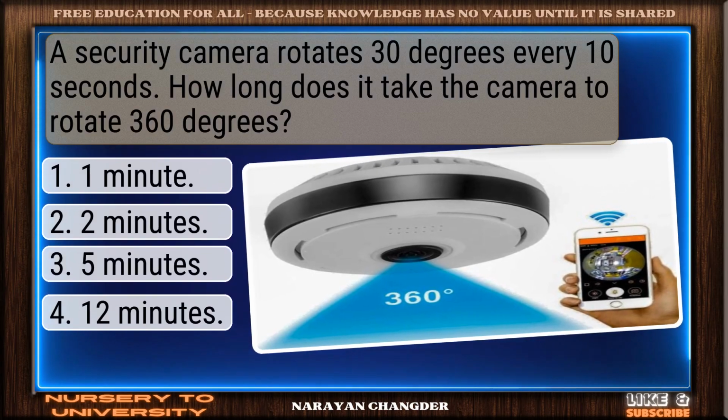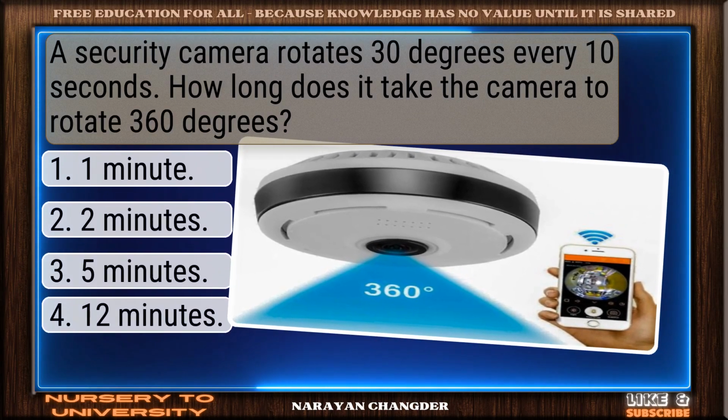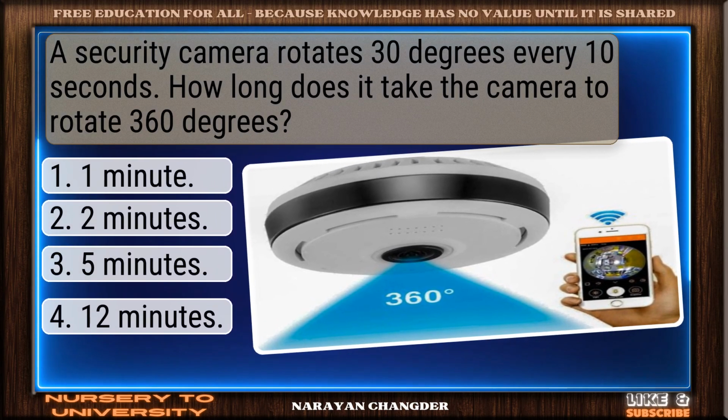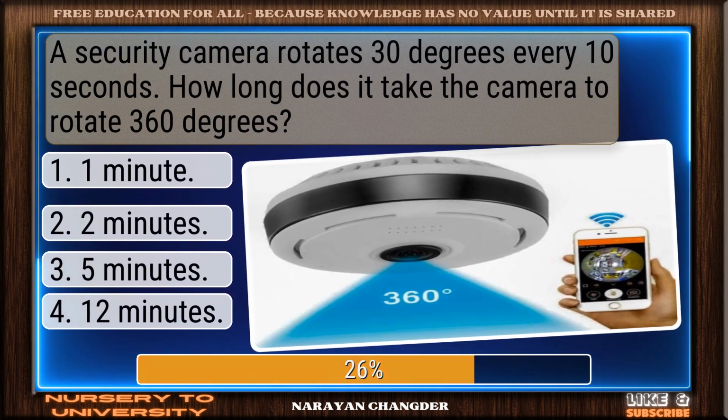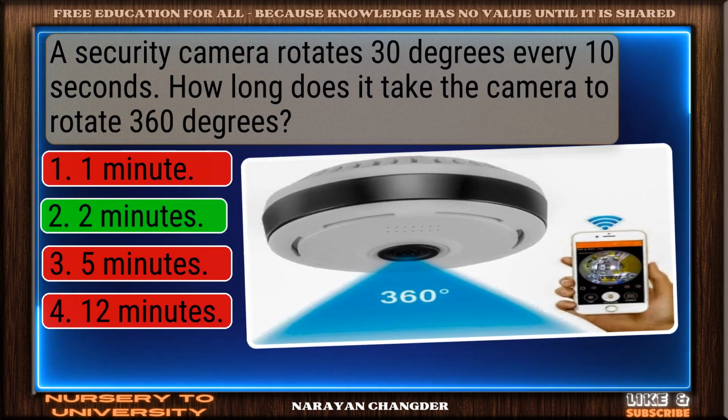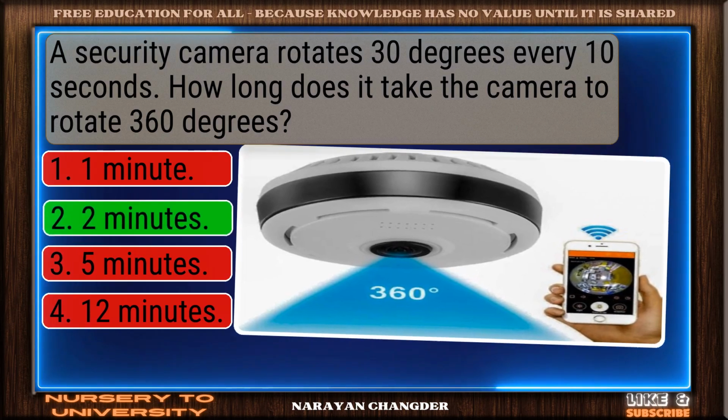Question number 23. A security camera rotates 30 degrees every 10 seconds. How long does it take the camera to rotate 360 degrees? Nicely done. 2 minutes is a solid answer.